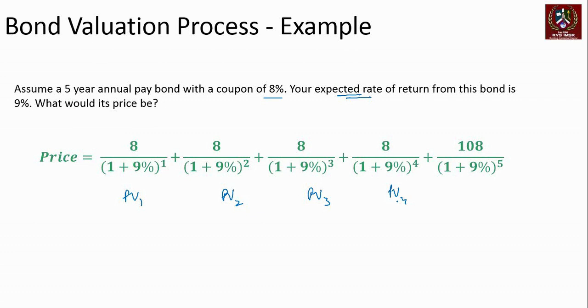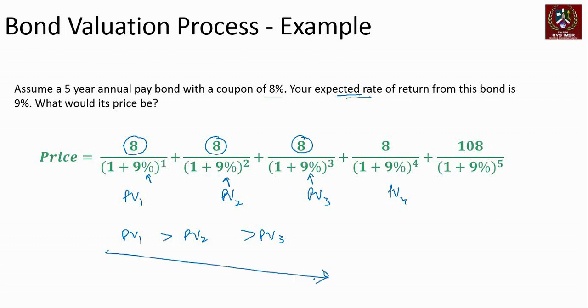And at a discount rate of 9%, we will note that PV1 will be greater than PV2, which will be greater than PV3. That's the first condition we saw: for the same cash flow and for the same discount rate, as you move into the future, the present value will keep becoming lower. That's because you're dividing by the power of 1 here, the power of 2 here, and the power of 3 here. So obviously the number will keep becoming smaller and smaller, right?